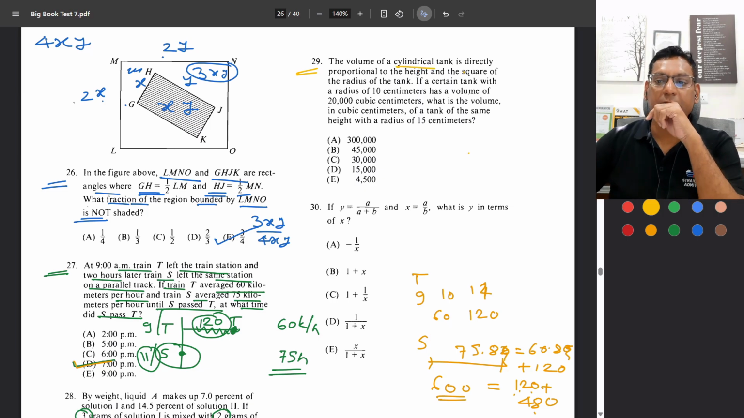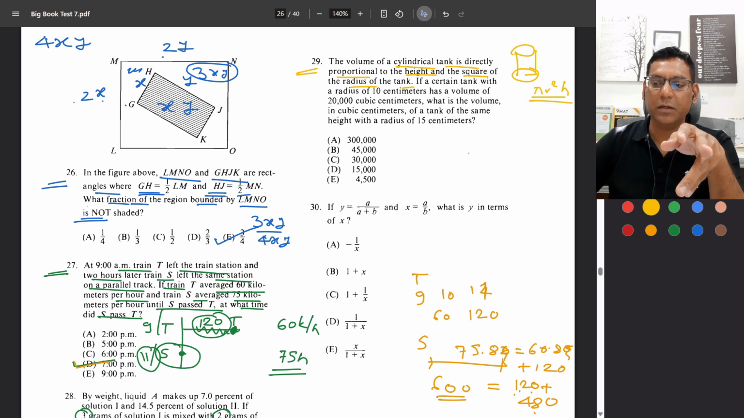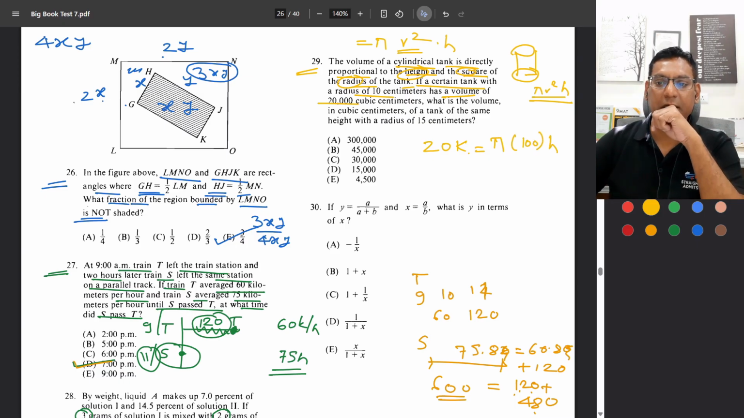Question 29: the volume of a cylindrical tank is directly proportional to the height and the square of the radius of the tank. Obviously it has to be, because that's the formula of volume anyway. The formula is pi r square h. Pi is the constant, so volume is directly proportional to the square of the radius and height. That we already know. A certain tank with a radius of 10 centimeters has a volume of 20,000 cubic centimeters. So 20,000 is equal to pi into 100 into h, where 100 is r square.